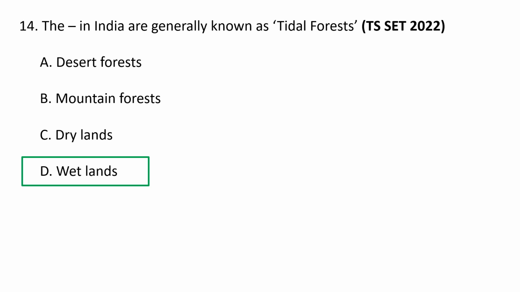tidal forests are also known as mangrove forests. These are also known as wetlands. And these wetlands are also named tidal forest, coastal woodlands, and they are also known as a walking forest in the sea. So that's why wetlands in India are generally known as tidal forests. D is the correct answer.